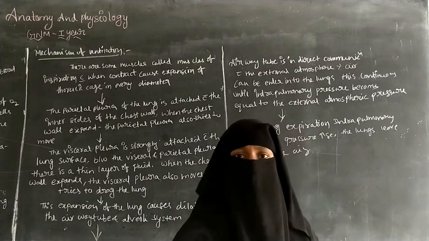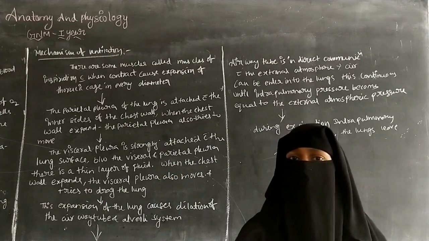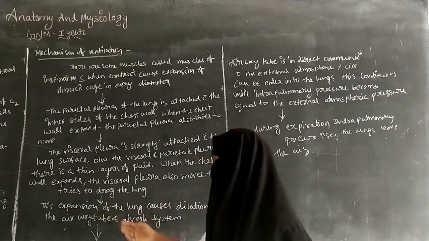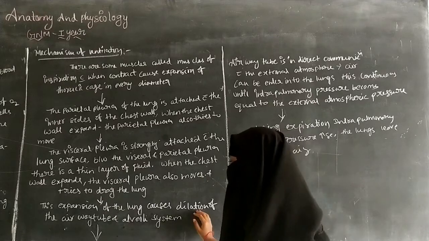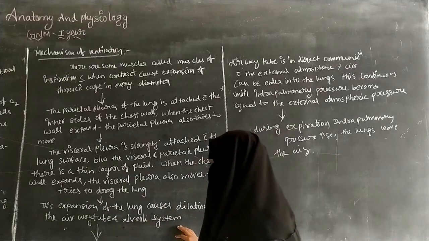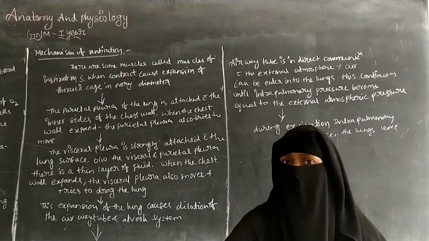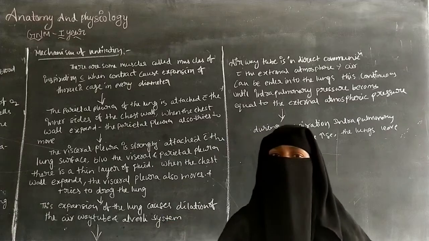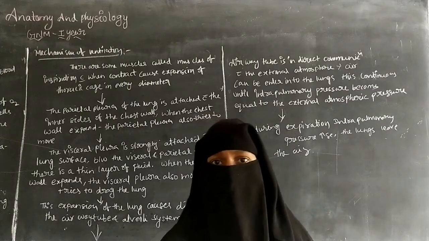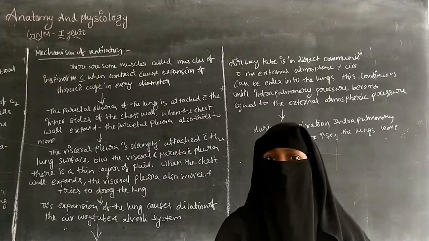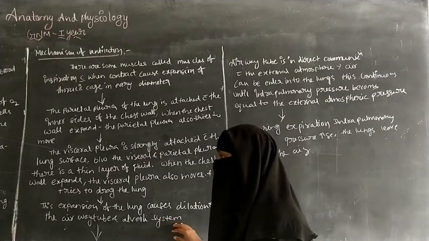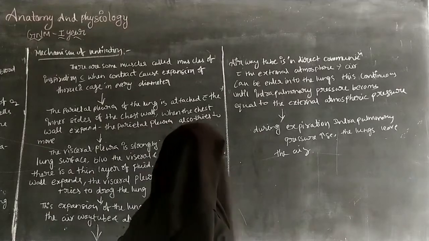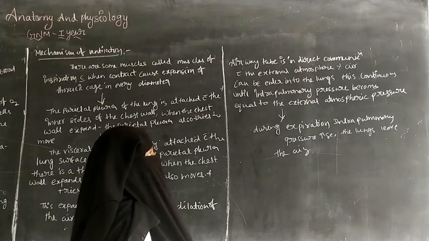When the chest wall expands, the visceral pleura also moves and pulls the lungs, and this expansion of the lung causes dilatation of the airway tube and the alveoli. Dilatation is nothing but the enlargement of the airway tube or the alveoli system, and it leads to the airway tube being in direct communication with the external atmosphere.